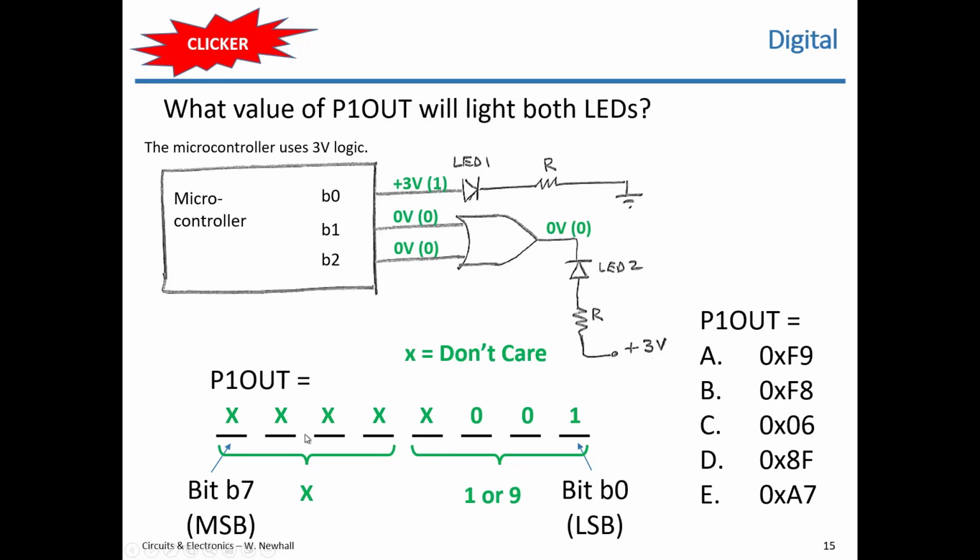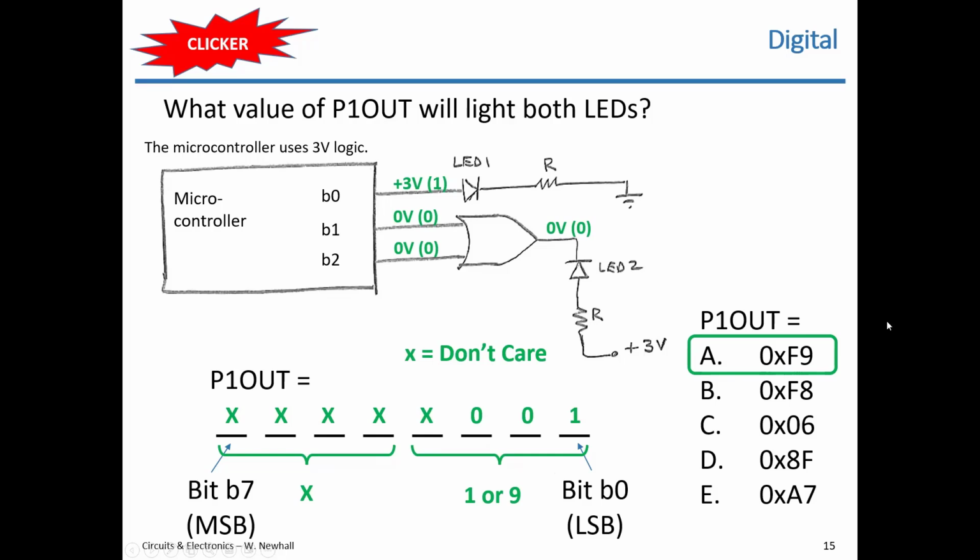The other 4 bits, I don't care. Doesn't matter. They don't affect these LEDs. So I look for an answer over here that has either a 1 or a 9 as the right digit. And so it's going to be F9. Okay, so if you put F9 into this byte and connect the circuit to the microcontroller, both LEDs will light up.